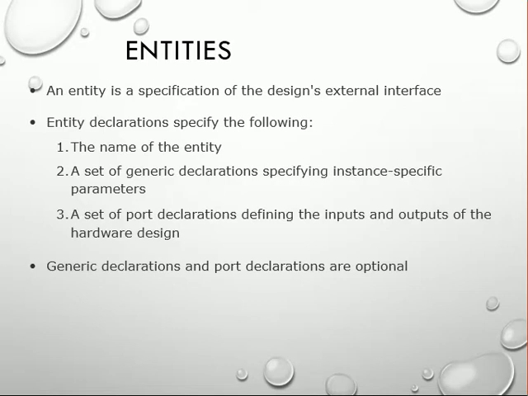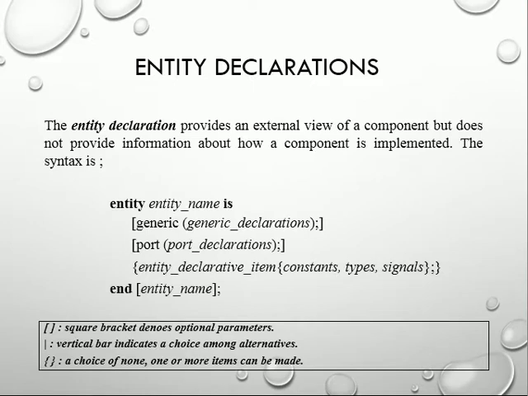So the entity declaration provides an external view of a component and does not provide information about how the component is implemented. That means in the entity declaration we are only describing what components we have. We are not going to decide the relation between all these parameters, but just mentioning which parameters are present in that system.